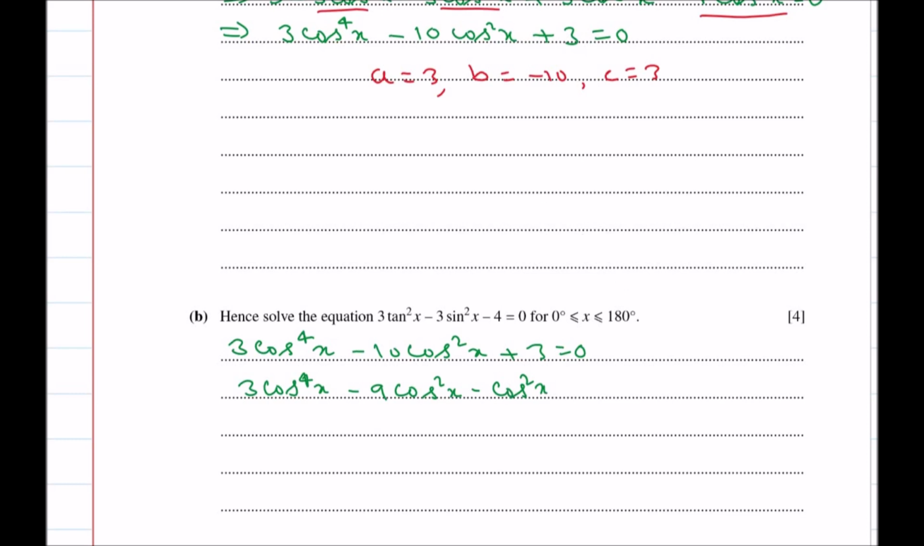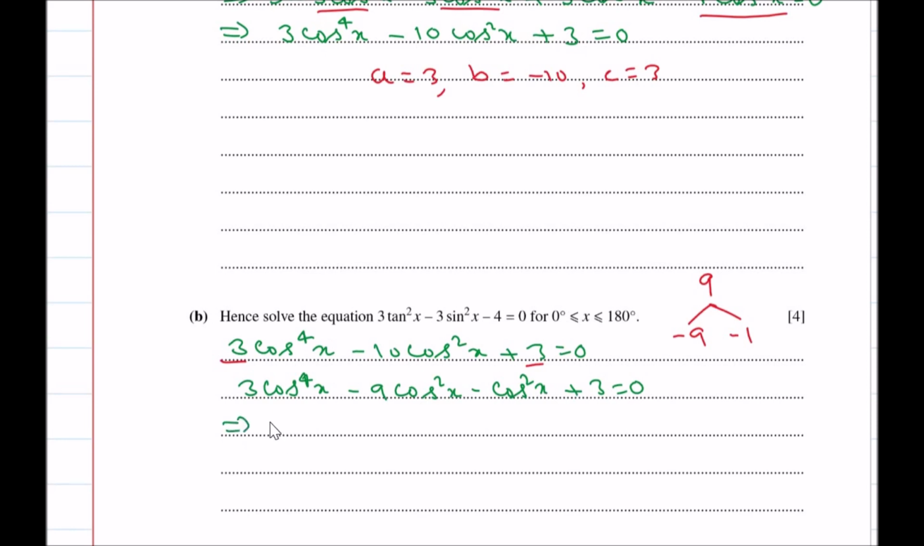3 3s are 9. Look at this. Why am I doing this? This 3 multiplied with 3 is positive 9. If you factorize this, we can factor like this, minus 9 and minus 1. So that is why I split the middle term in this way. Minus 9 cos square x minus cos square x, okay, plus 3 as it is equal to 0.